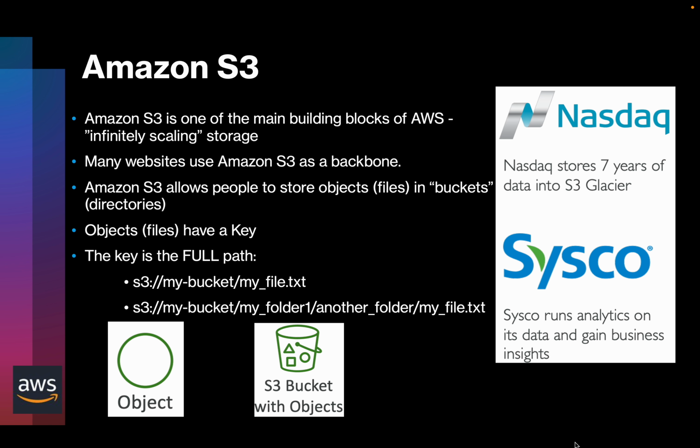Let's talk about Amazon S3. Amazon S3 is one of the main building blocks of AWS, an infinitely scaling storage. In Amazon S3, we can store an infinite amount of data. Many websites use Amazon S3 as a backbone, because it is one of the biggest infinitely scaling storage resources in AWS.